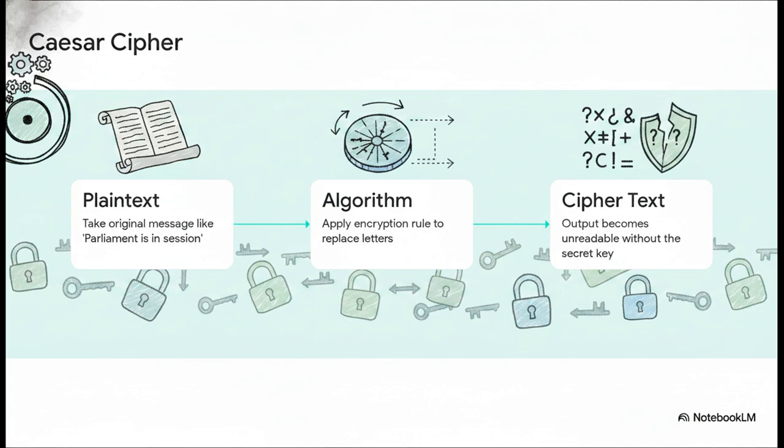In step 1, you take a plain text, readable message. Let's use the phrase, "Parliament is in session." In step 2, you apply your encryption algorithm. For a Caesar cipher, you might replace each letter with one that sits a certain number of positions down the alphabet. And in step 3, your output is ciphertext. To anyone looking at the system without the secret key, the data just looks like null and void nonsense. It is a brilliant, timeless way to protect information right at its core.